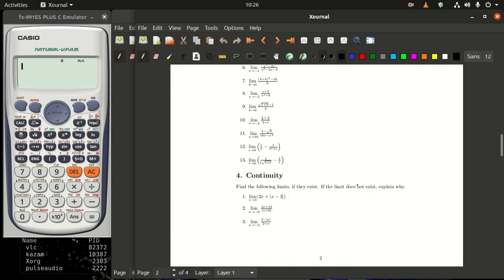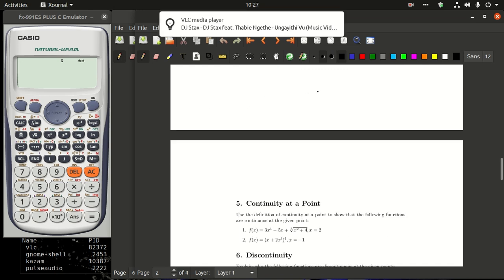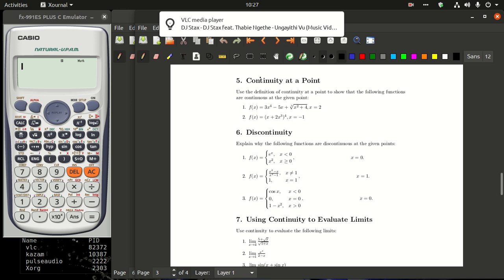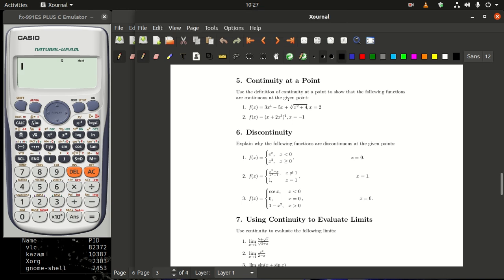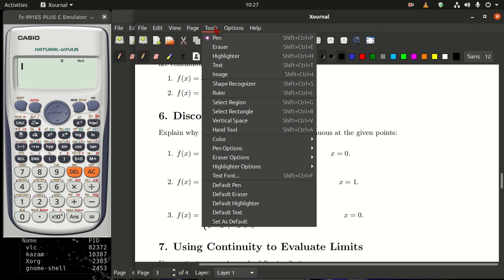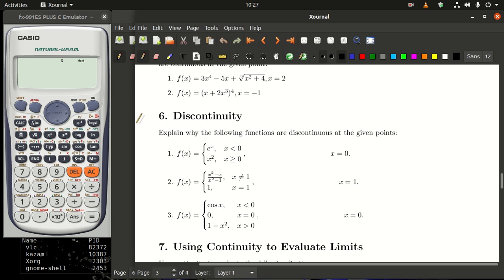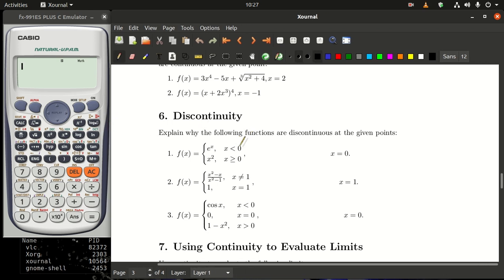So I want us to look at this one here. Find the following limits if they exist. Let's leave that one. Consider the definition of continuity at a point to show that the following functions are continuous at the given point. So if you look into this one here, I'm going to choose that, and I want to use a pencil here. So I want us to look into these questions here.